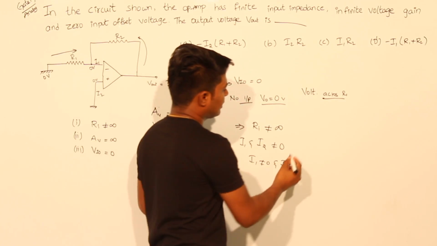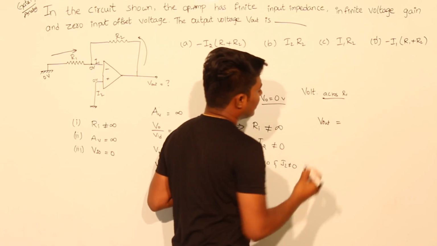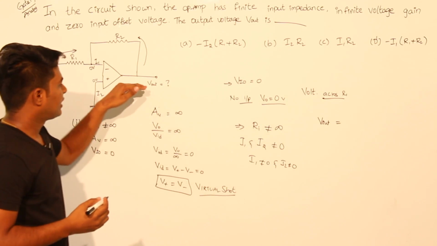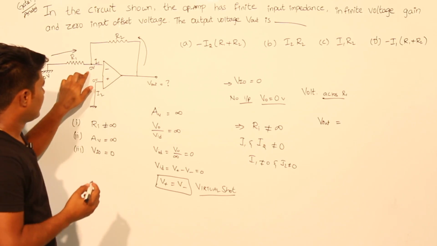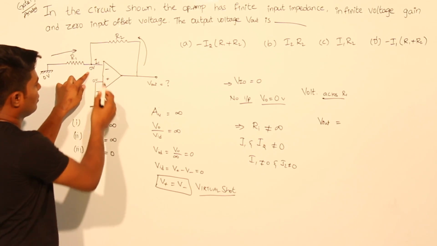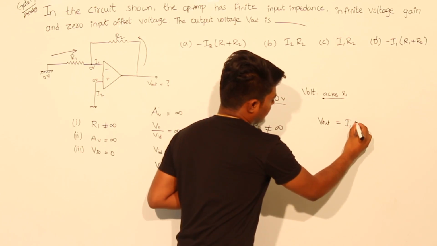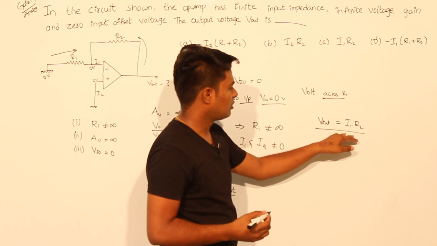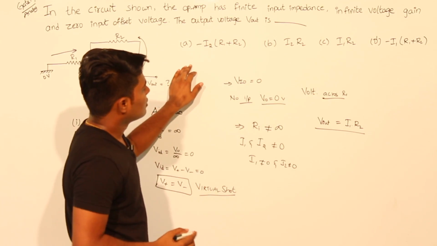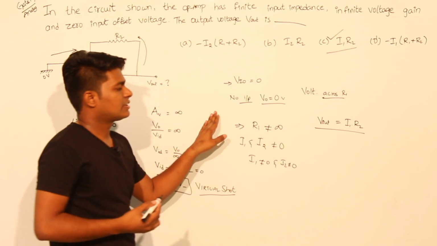So we can calculate Vout as the voltage drop from Vout to ground. Here we can consider this as ground. So Vout we can write as I1 into R2. Okay, Vout equal to I1 into R2. In the options, option C, Vout equal to I1 into R2, is the correct answer.